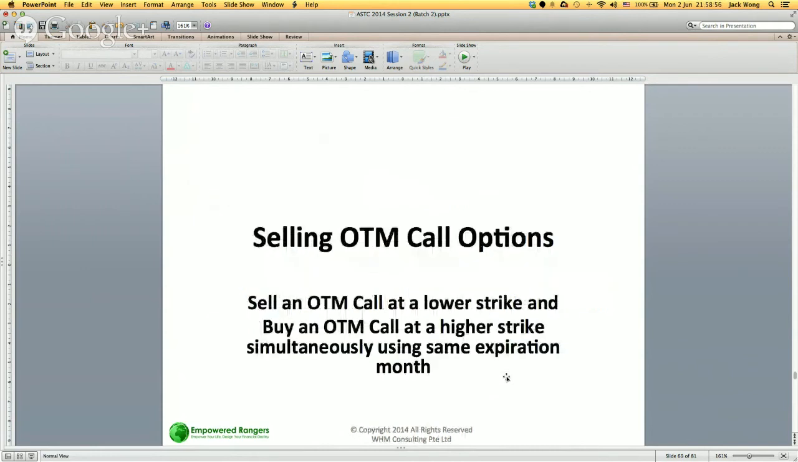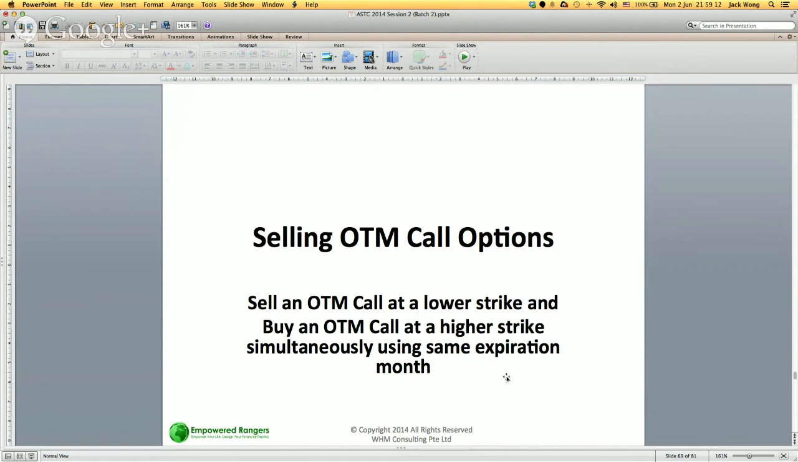Okay. So can you sell out of the money call options? Well, of course you can. This is really a premium collection play. You sell an out of the money call at a lower strike and buy an out of the money call at a higher strike using the same expiration.